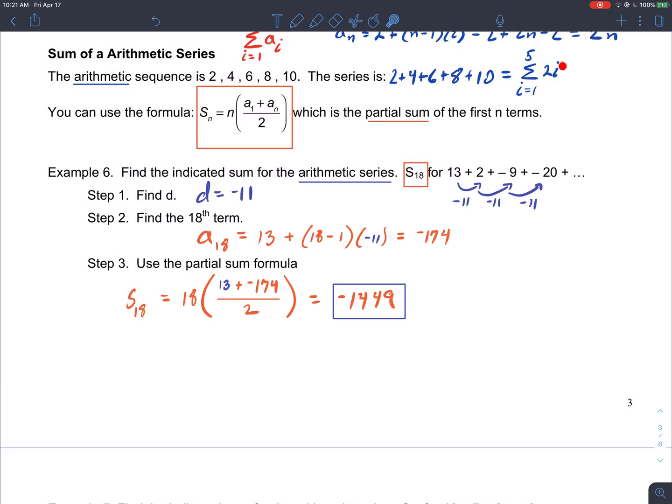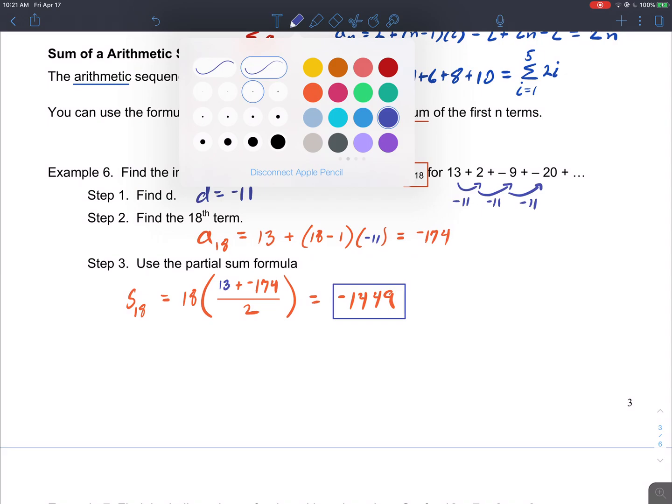All you need is a formula for the sequence. So I could actually find a formula for the sequence here and plug it into sigma notation and then use a calculator to evaluate that. Let's do that real quick.